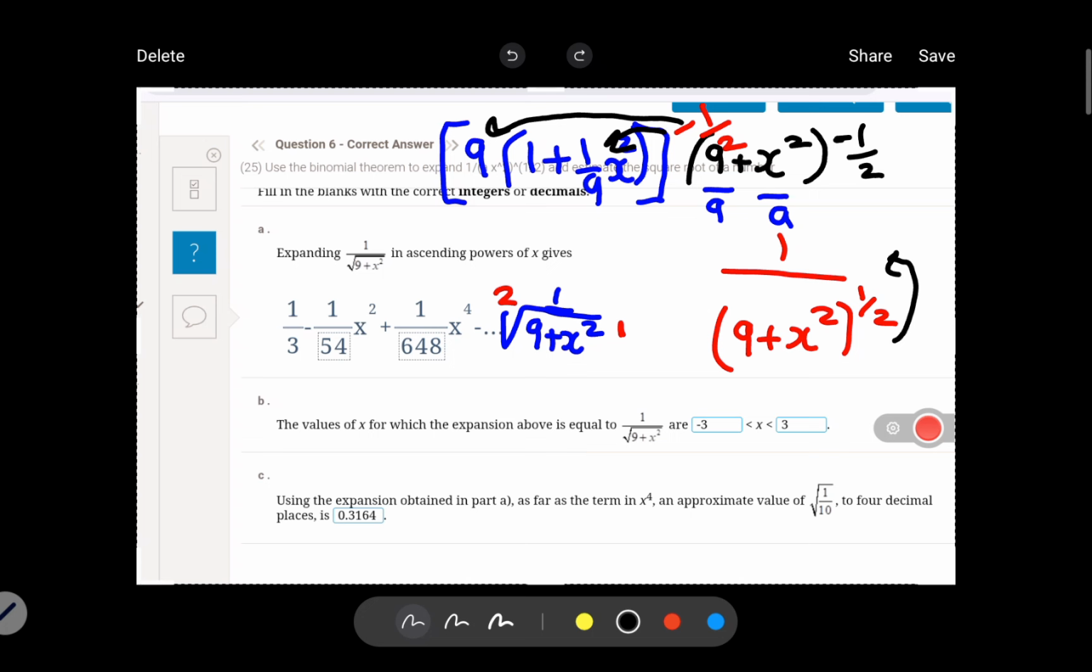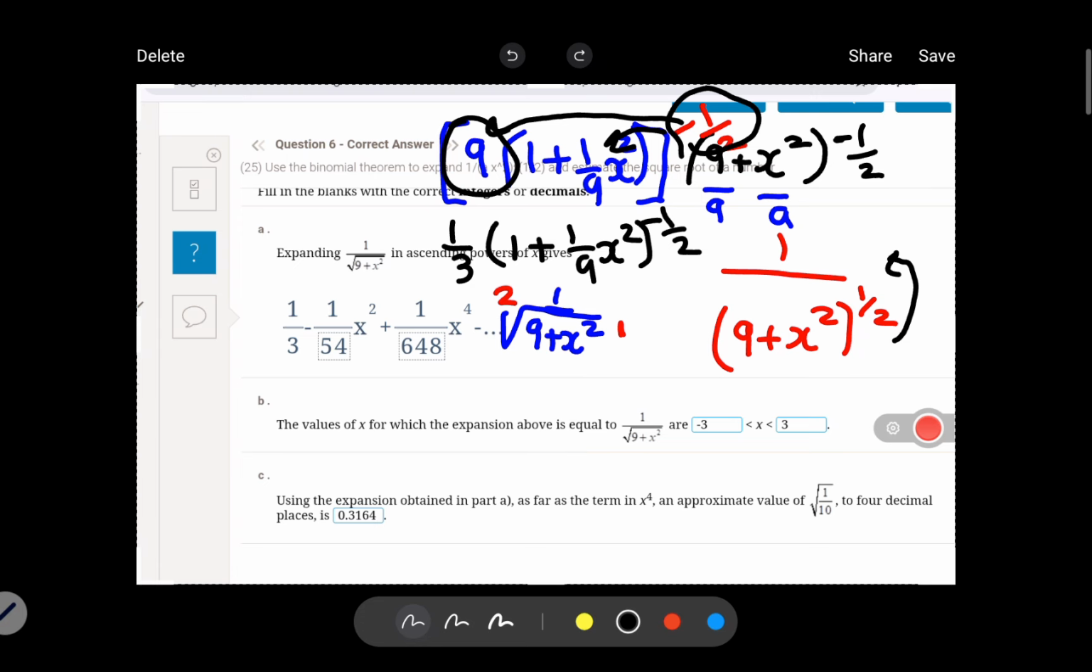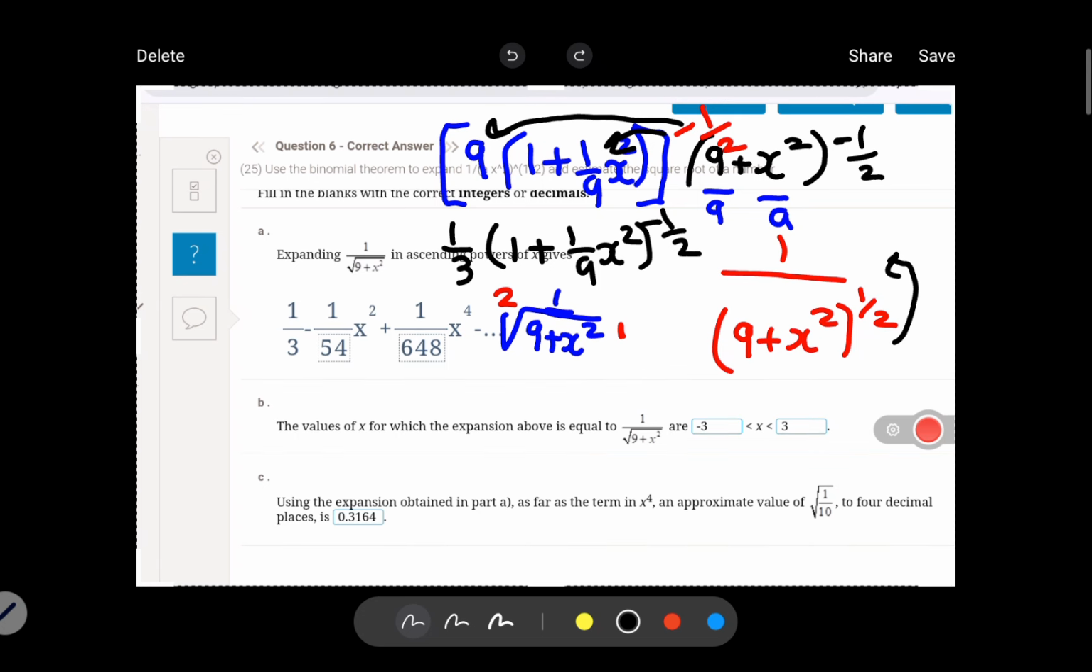You will get 1 over 3. So 1 over 3, okay, plus 1, then 1 plus 1 over 9 x squared to the power of negative 1 over 2. Okay, notice how this one, when we distribute it, we only distribute it to this one, and here we just keep it up. Always keep it in mind like that. Like, we distributed it to here, but we didn't distribute it to here.